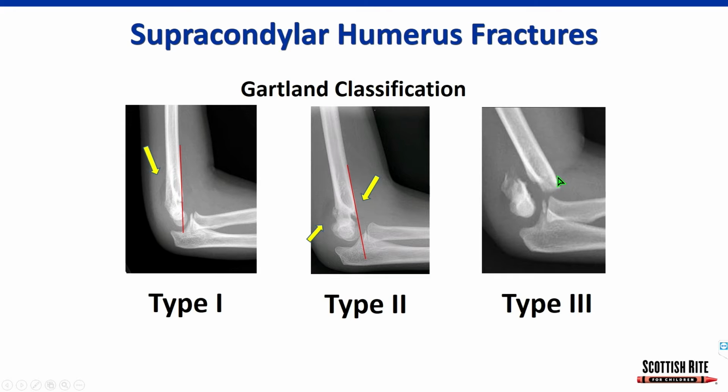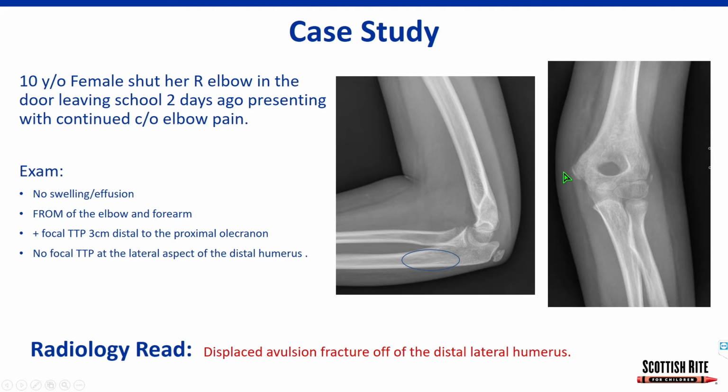Not even worth drawing that anterior humeral line because you can tell it's not going to line up. Moving on, our next patient is a 10-year-old female. She shut her right elbow in a door leaving school 2 days ago, and she's continued to complain of pain. So mom brought her in for evaluation.